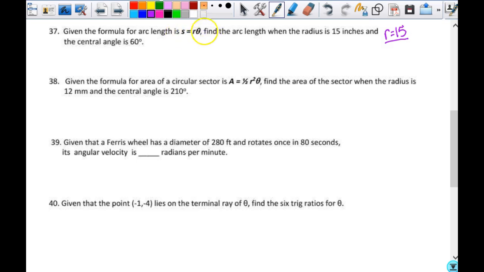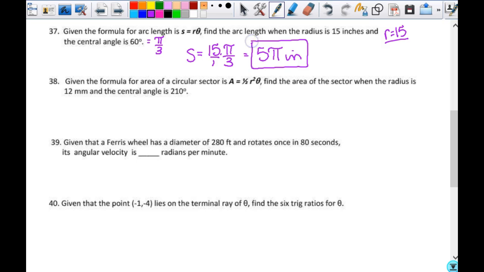And when you're finding the arc length, your theta has to be in radians. So 60 degrees is pi thirds radians. That's what I have to use here. Okay. And it says, given the formula, find the arc length when the radius is 15 inches and the central angle is 60 degrees. All right, so I just substituted in S equals r, which is 15, times theta, which is pi thirds. So I can reduce that. That just gives me 5 pi. You got to have units because you got to make sure you understand what the heck is going on. This is arc length, and that therefore it is in inches.